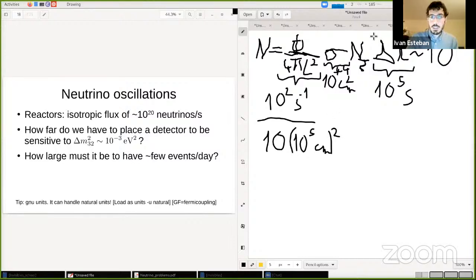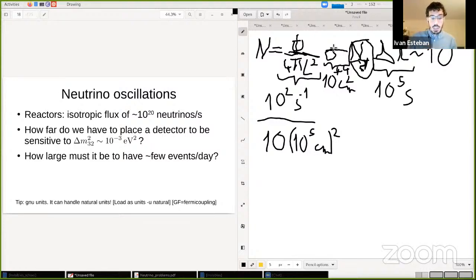And the last factor is the number of target nuclei in your detector. So the basic idea here is that this cross section is the cross section between one neutrino and one nucleon in the detector. But our detector has many nucleons, and this is why the cross section between one neutrino and the entire detector has to be multiplied by the number of nucleons in our detector.